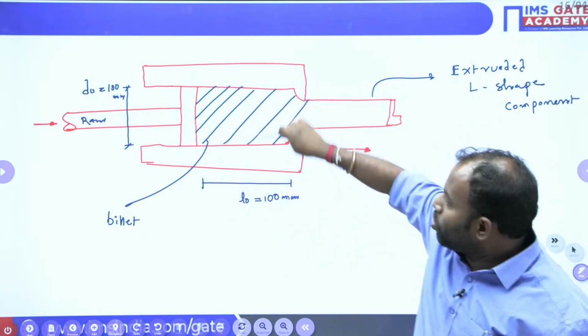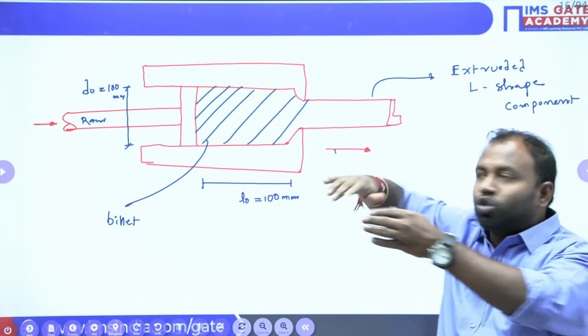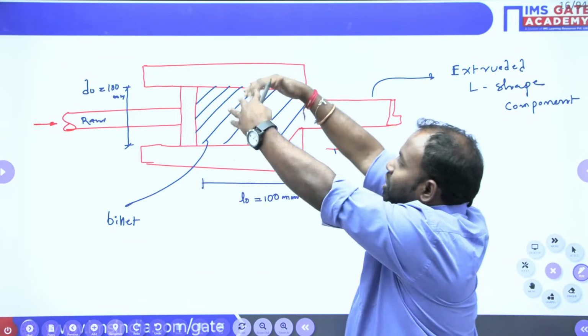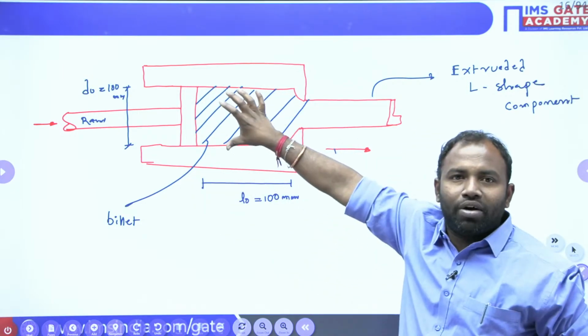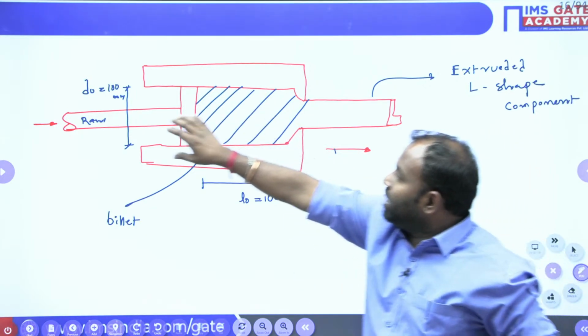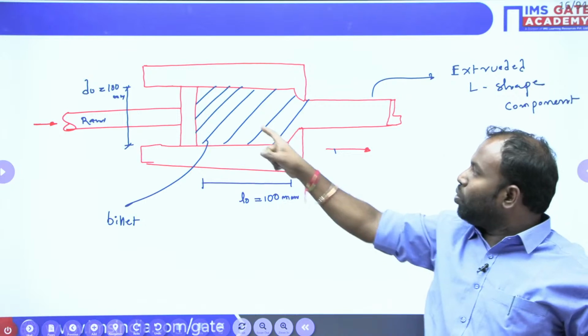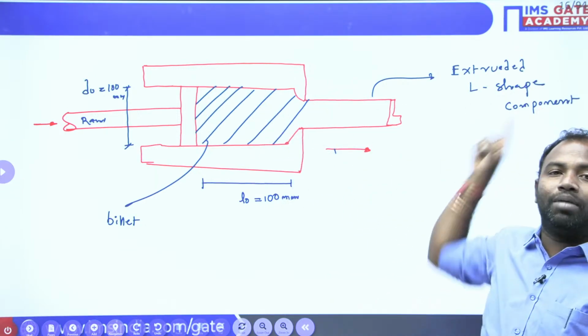So it is a round billet. Here I have drawn a 2D diagram, but assume that it is a cylindrical billet whose diameter is 100 mm and length is also 100 mm. Now, whenever you operate this ram, the die shape is an L shape, such that an L-shaped component is going to be produced.